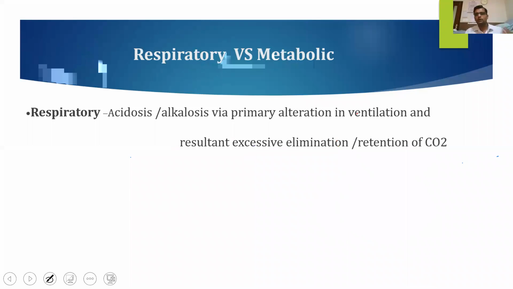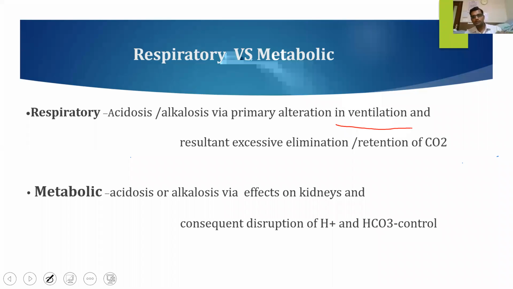Now, what do we mean by respiratory and metabolic acidosis? It's a simple concept. Respiratory means the acidosis or alkalosis is via a primary alteration in ventilation and resultant excessive elimination or retention of CO2. Metabolic means the acidosis or alkalosis is primarily because of the kidney, either by the excretion of H plus or by bicarbonate retention or bicarbonate excretion. So anything primarily affecting the kidney or bicarbonate excretion will cause a metabolic disorder.